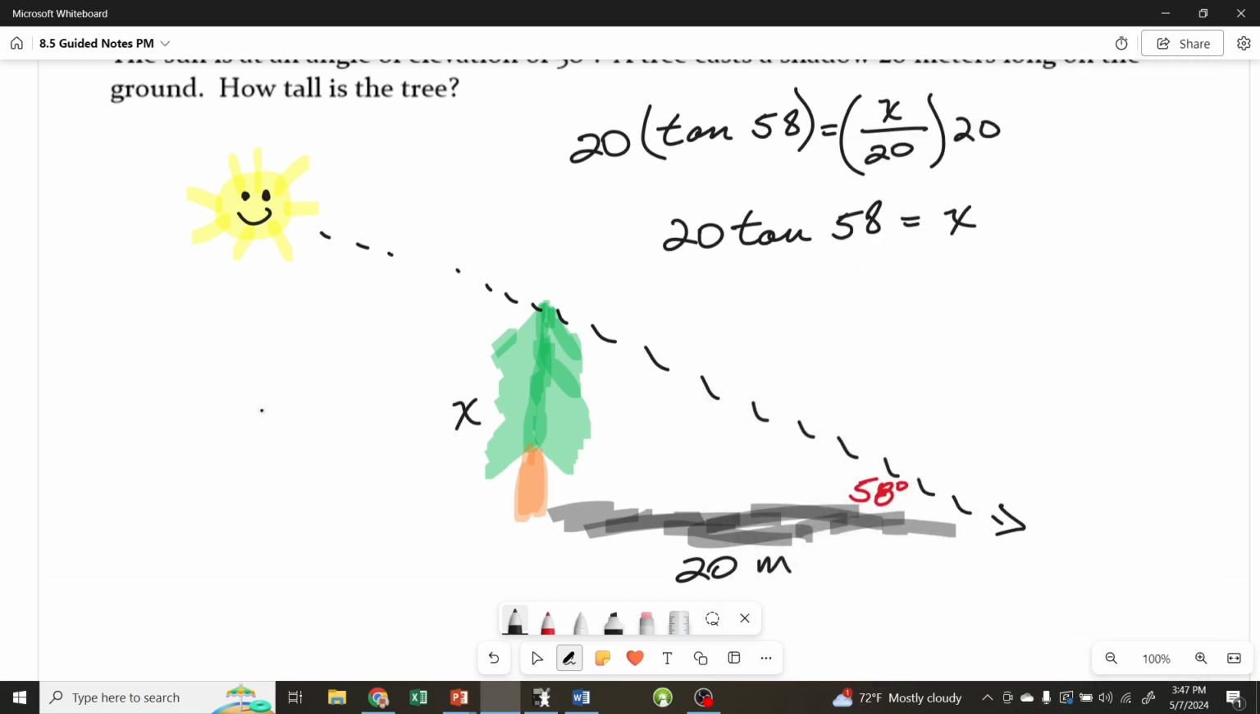So the tree is 32 meters, right? Which when we convert that to feet, that's approximately 105 feet. I know because I've done the problem a few times. All right, let's move on here.